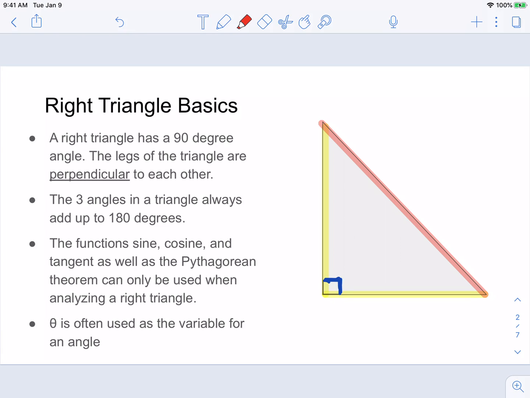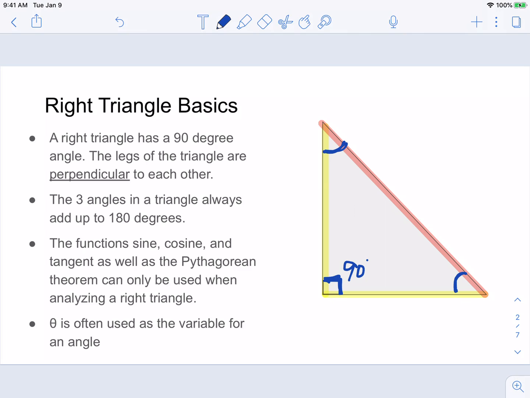When we look at a triangle, we can see that there are three different angles in a triangle. Here, there is our right angle, which is 90 degrees. But there are also two other angles that make up the triangle, one here at the bottom and one at the top. Those three angles will always add up to 180 degrees. This is a really helpful piece of information, especially if I know that I have a 90-degree angle and I know one of the other angles, I could solve for the missing angle.